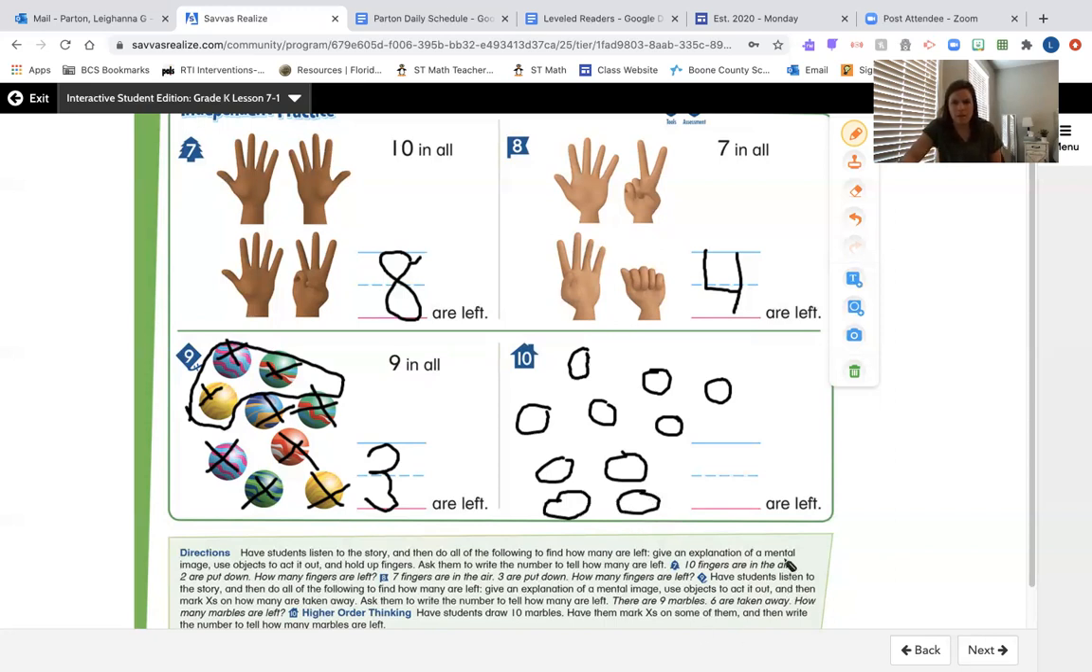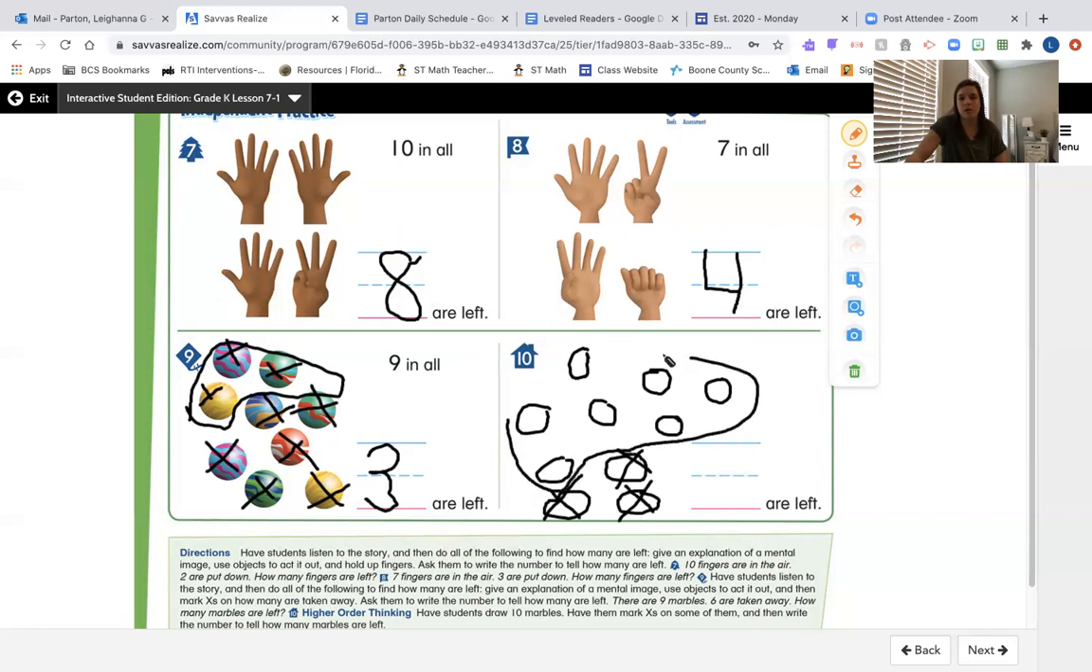Okay. Now we're going to mark X's on some of them and then show how many we have left over. So you get to choose how many you mark out. Okay. I am going to show you my example. So I am going to mark out 3. 1, 2, 3. So I have my 10 marbles. I mark out 3 of them.